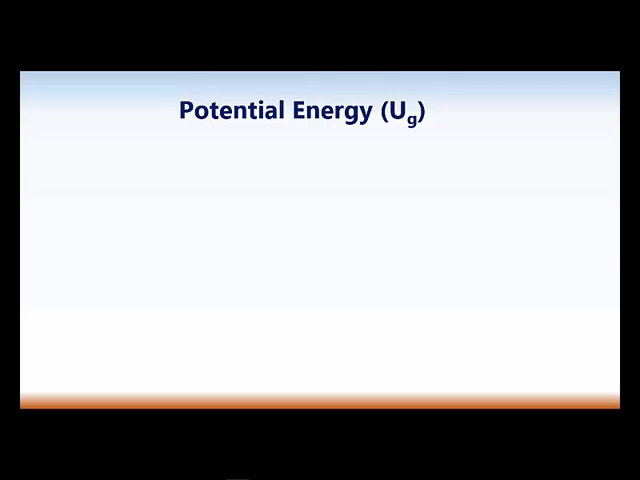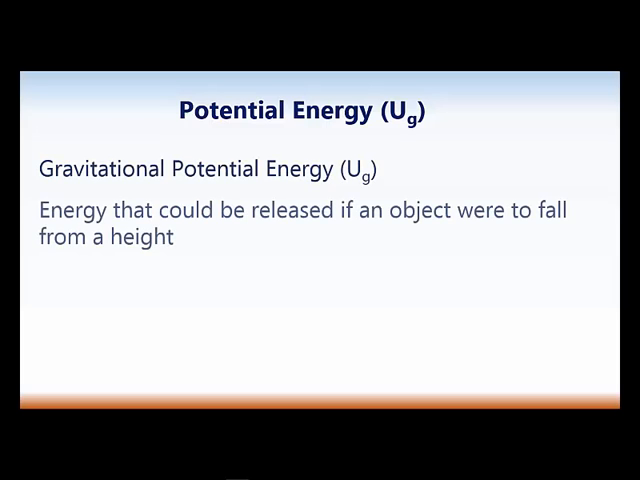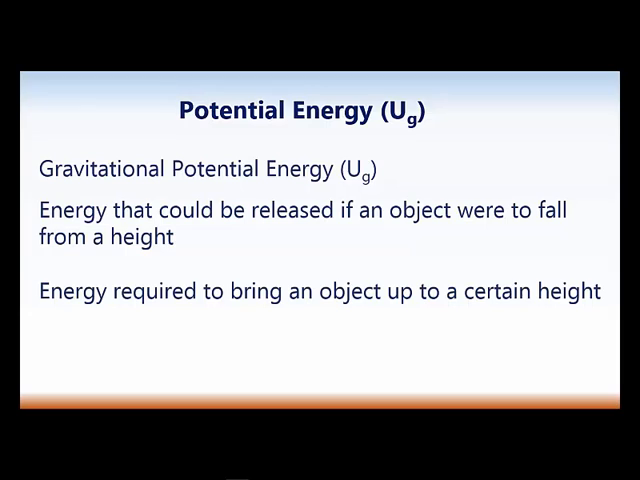There are two types of potential energies that we will study, and we'll begin by looking at gravitational potential energy. This is the energy that could be released if an object were to fall from a certain height. It could also be thought of as the energy required to bring an object up to a certain height. So whether something is falling from a height or you're lifting it to a height, there's some sort of potential energy involved.